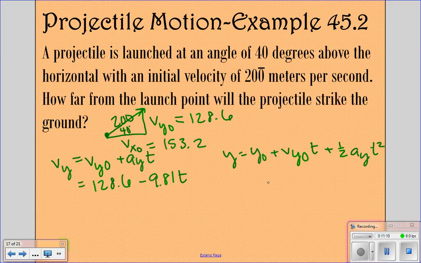Our initial y value is 0 because it was launched at an angle of 40 degrees above the horizontal with an initial velocity of 200 meters per second. It doesn't tell us anything about how high it is off the ground. So our initial height is 0. Our v sub y 0 we found. It's the 128.6. And then we have t. And then plus 1/2 times negative 9.81 is going to be negative 4.04.